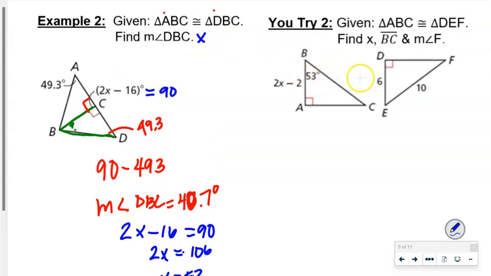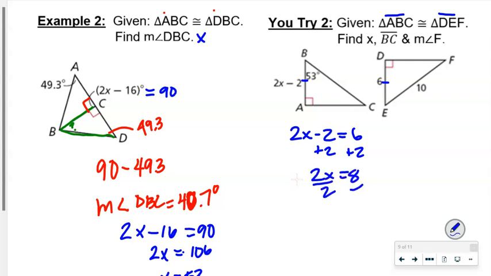All right, go ahead and do this. You try. I'd like you to find x, BC, and the measure of F. Pause and come back to me when you're done. So again, AB is congruent with what? AB is congruent with DE, right? So we're going to do tick, tick. So if we're trying to find x, can't we just say 2x minus 2 equals 6? Add 2 to both sides, right? So 2x equals 8, divide both sides by 2. So x is equal to 4.